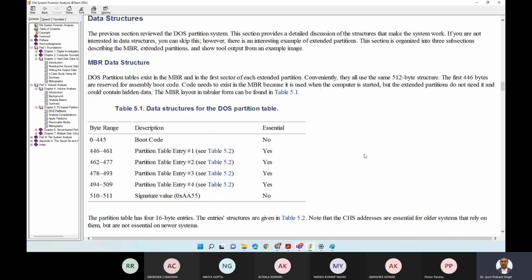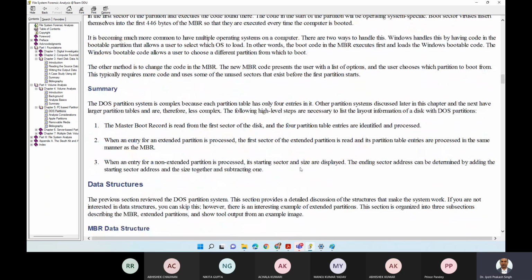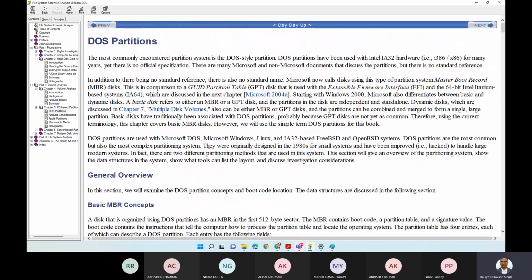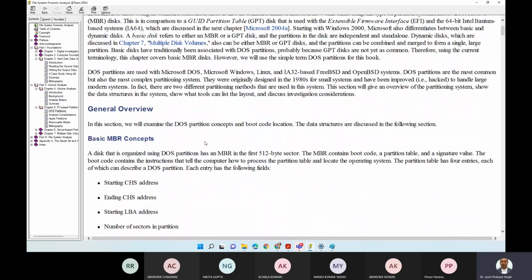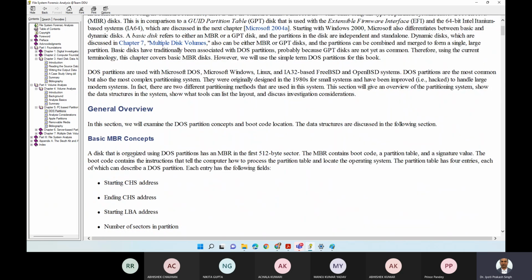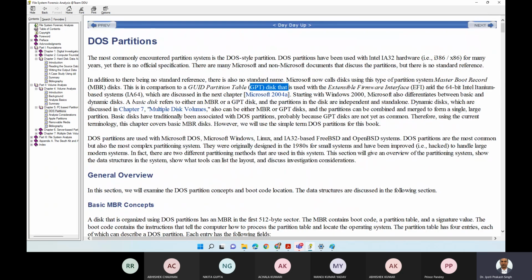Now, this is how the partitioning was done on a Windows system or a DOS-based legacy system. Let's summarize everything. In DOS, we have two ways: one is MBR, and the newer one is called GPT partitions. Here we are talking about the MBR, the legacy one.